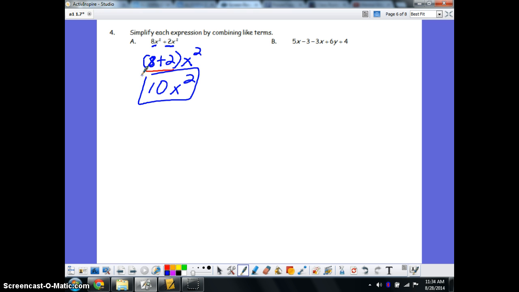So in combining these like terms, we want to make sure they have the same variables with the same exponent. For example, in B, we see that 5x and 3x are like terms. They both have x. They both have an exponent of 1 on those x's. Now, to combine those terms, we take 5x and minus, be careful of that sign, minus that 3x. So 5 minus 3 is 2, so we're left with 2x.